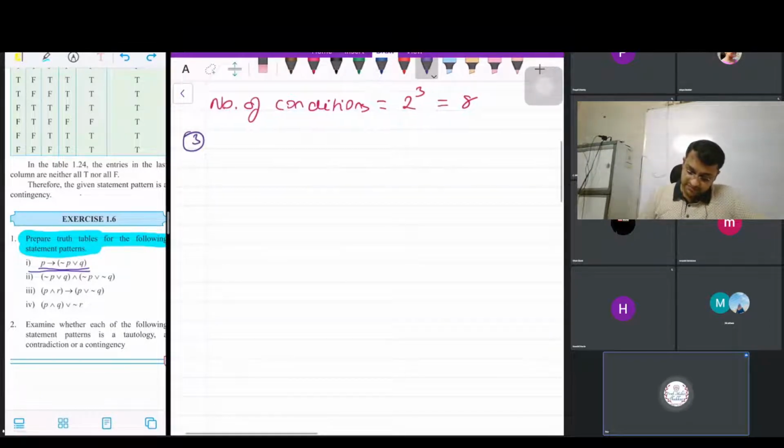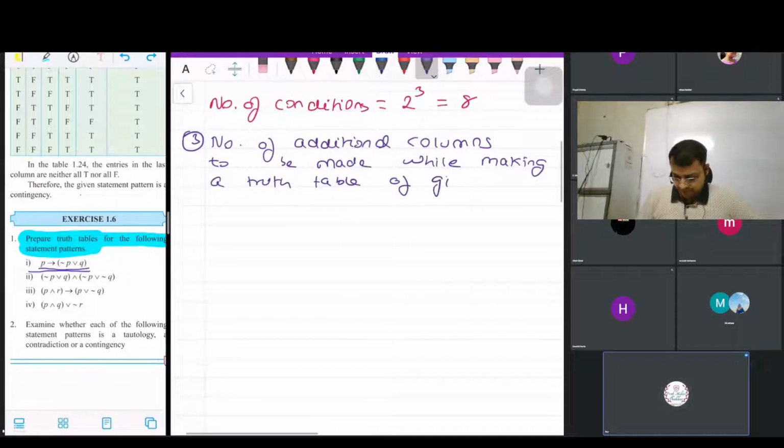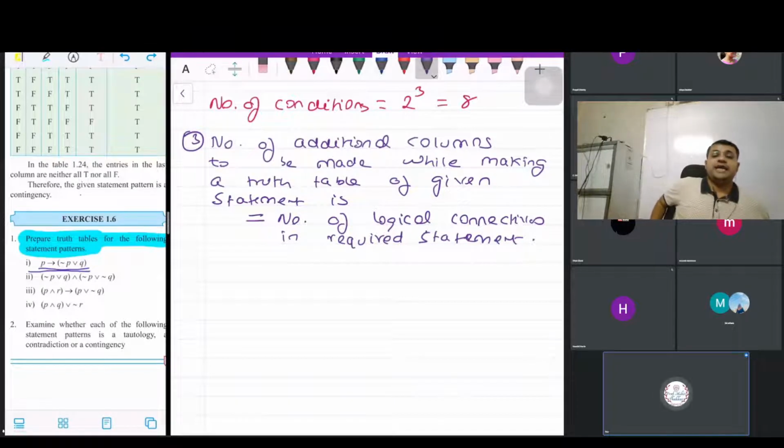The point says over here that the number of additional columns to be made while making a truth table of a given statement is always equal to the number of logical connectives in the given statement. Number of additional columns to be made.